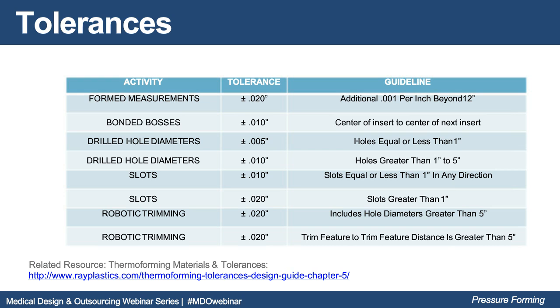For measurements, those are going to be tool-sided surface, plus or minus 20 thousandths, with additional thousandths per inch beyond 12 inches. Bonded-in bosses, plus or minus 10 thousandths. That's going to be your center-to-center location for your insert. Your drilled hole diameters, slots, robotic trimming are all going to be somewhere in the realm of 10 to 20 thousandths. Those slots, robotic trimming can go down. Our robotic trim center can handle plus or minus 5 thousandths. Obviously, we would need to slow down the trimming process and look at building fixtures that are capable of holding that tolerance. But we do have the capability of running down to a plus or minus 5 on the robotic trim center.